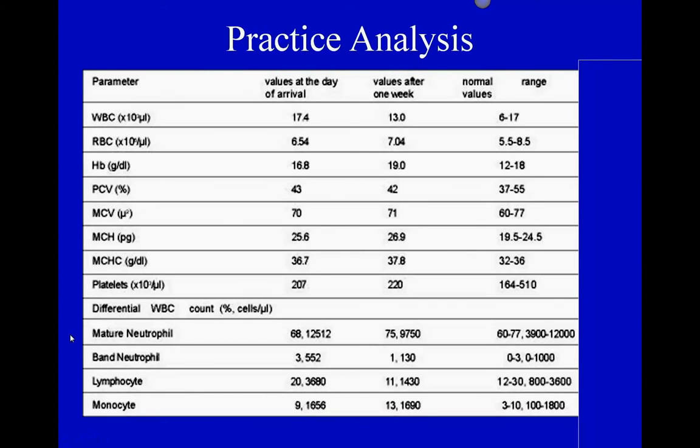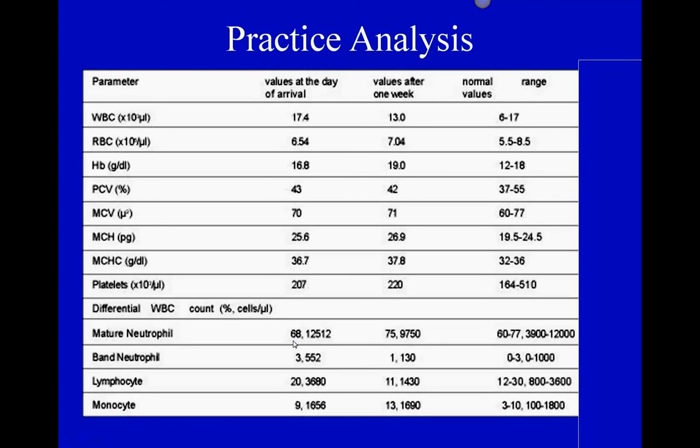However, that differential can let us see information, and if you look at the way they're reporting their differential, they're saying we're giving you the percentage number first and the actual cell number second. So this is 68% of those 17,400 white blood cells. If I did 0.68, make this a decimal instead of a percent, I would come up with 12,512. Then they give me the normals over here. It should be 60 to 77% is normal. Remember, neutrophils were the most common type of white blood cell. Lymphocytes were next.